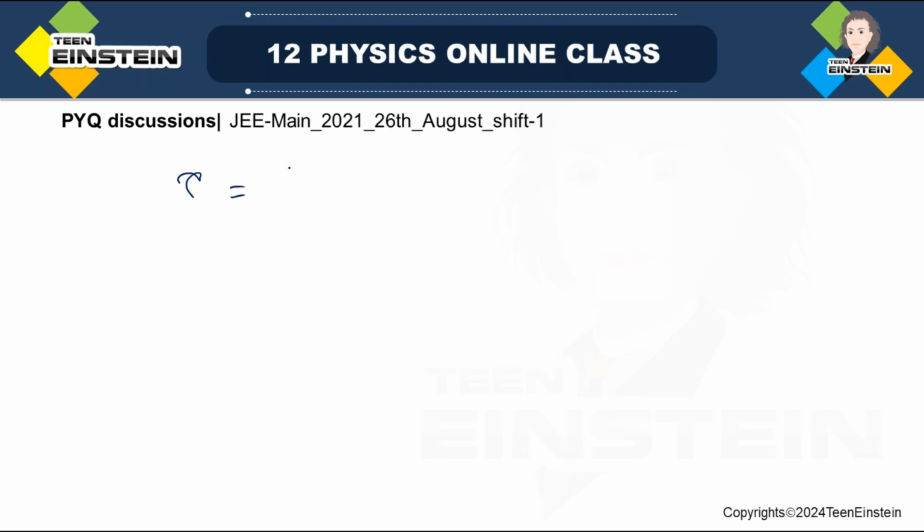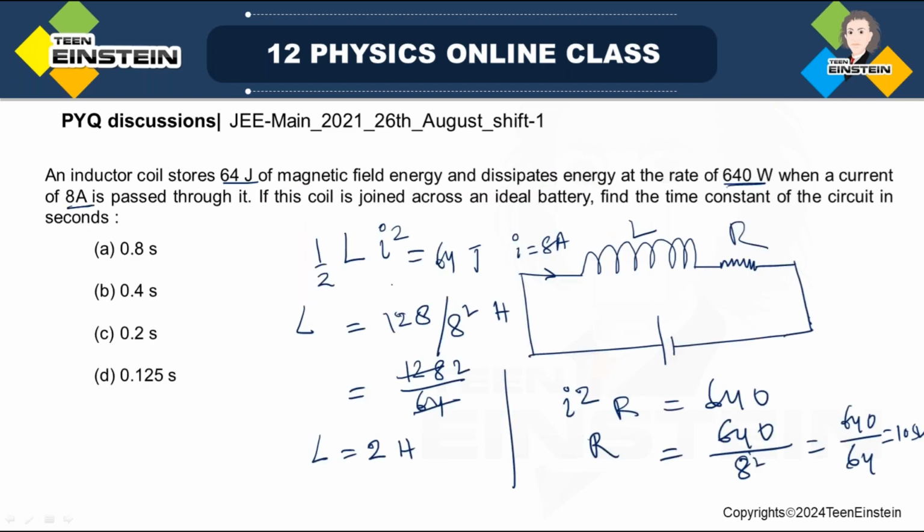Time constant tau is given by L by R. So what is L? L is 2. What is R? R is 10. So what is the time constant? 0.2 second. Let us see the options. See the option B, sorry, option C will be the correct answer for this question.